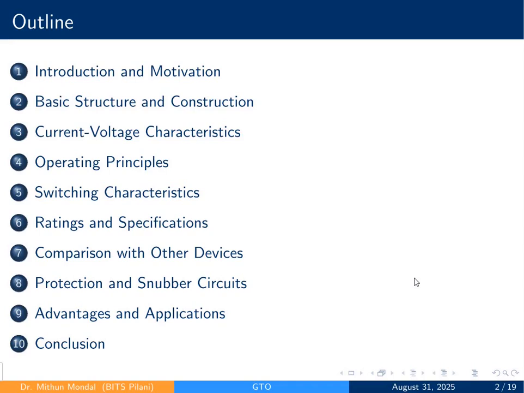So we are going to discuss first the introduction of GTO and what is the motivation behind the use of GTO as a powerful thyristor device. The basic structure and construction of GTO we will discuss. What are the current voltage characteristics of GTO, the operating principle, the switching characteristic, the ratings and the specifications, and we will compare it with the other semiconductor devices, some of the protection methods of GTO and the snubber circuits, advantages and applications, and conclusions.